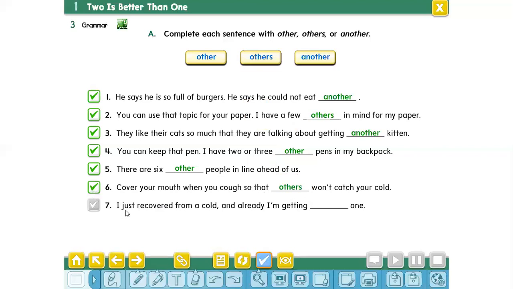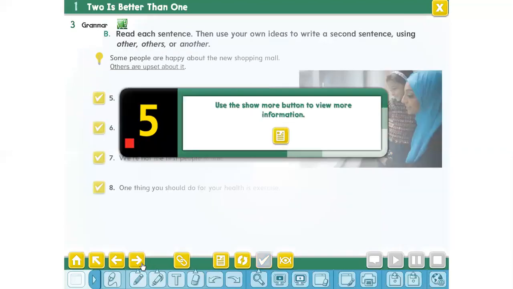The last sentence, I just recovered from a cold and already I am getting another one. Look at this word one. Yes, getting one, a singular noun. So when there is a singular noun, we have to use what? Another. Yes, very, very good. Now, my dear students, let's move to another exercise.